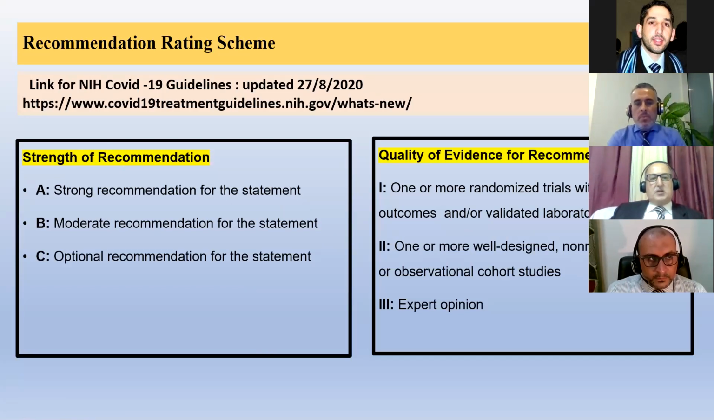First of all is the strength of recommendation and the quality of evidence for that medicine. What we mean by strength of recommendation: A means strong, B is moderate recommendation, C is optional. For the quality of evidence, class 1 is when there is more than one well-designed randomized controlled study with a validated positive outcome, class 2 is when there is one well-designed non-randomized or observational cohort study, and the third, class 3, is from expert opinion.